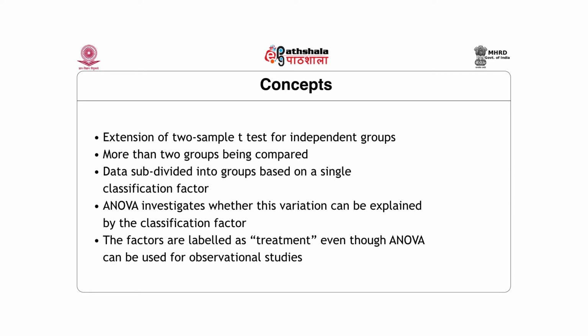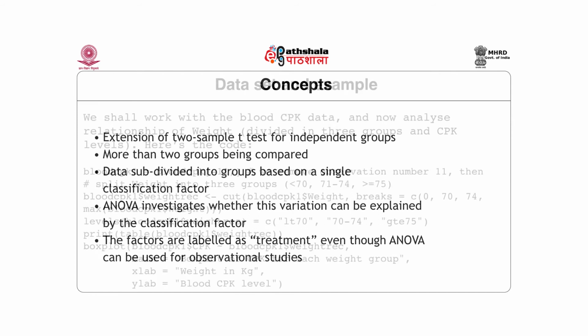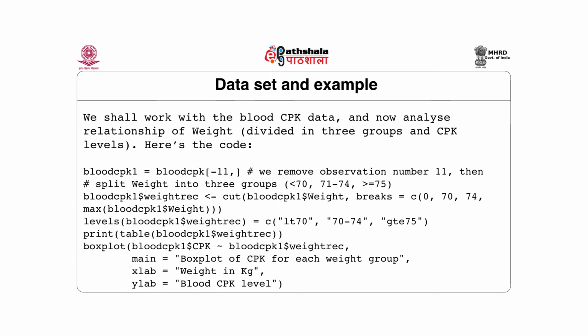So continuing with this, let us revisit our data set and see what we have for this. And as you know, we are going to revisit the data set that we've been using for some time now, which is the blood creatine phosphokinase data for athletes. And we had been studying this for some time now in this series of lectures. That is, whether weight and age would be two factors that can explain things.